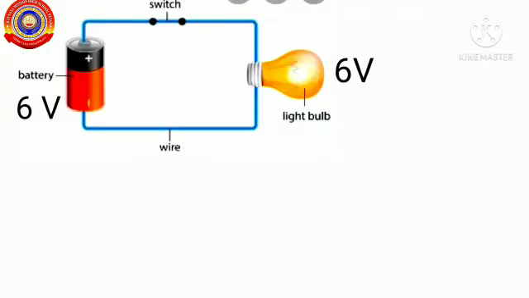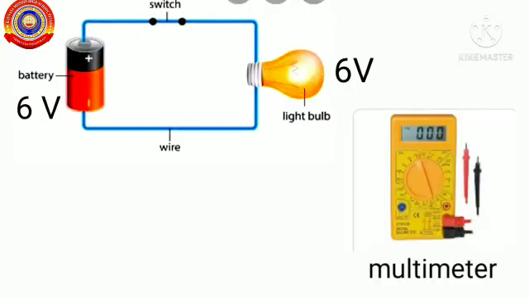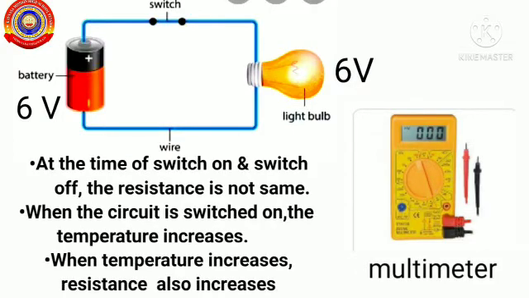So here you can see a circuit containing a 6-volt bulb connected to a 6-volt source through a switch. Using a multimeter, we can measure the resistance of the bulb when the circuit is switched off and at the time of switch on. The multimeter is a device used to measure DC voltage, current, AC voltage and current, and resistance of a conductor. Here in this circuit, at the time of switch on and switch off, the resistance is not the same. When the circuit is switched on, the temperature increases. When temperature increases, resistance also increases here.